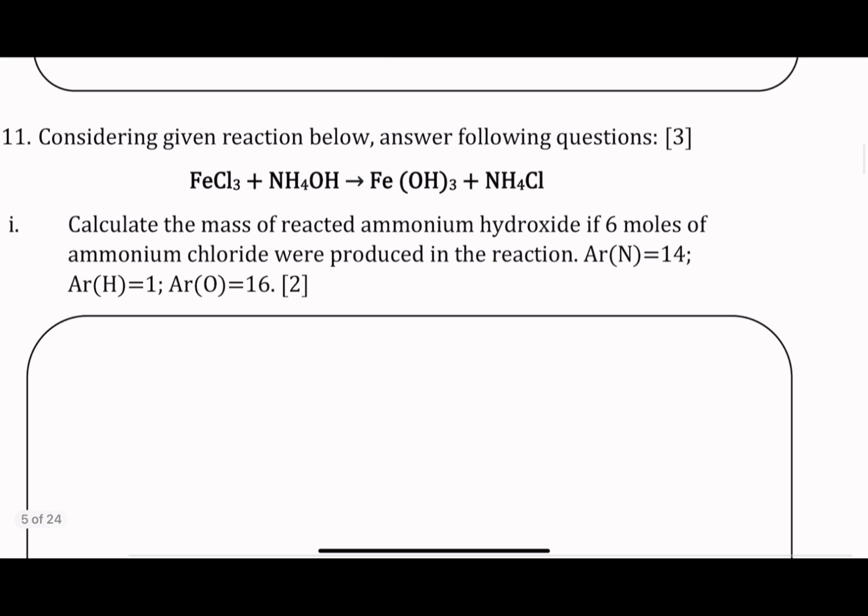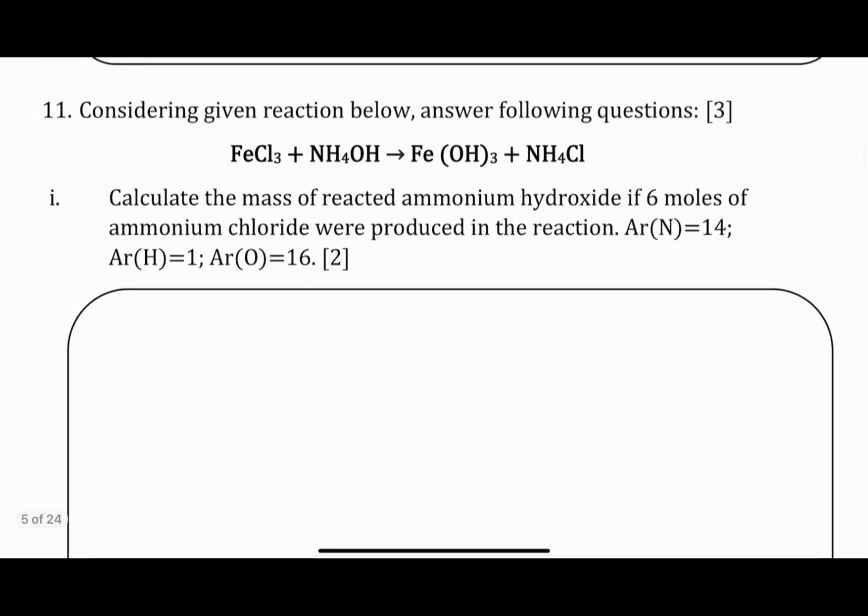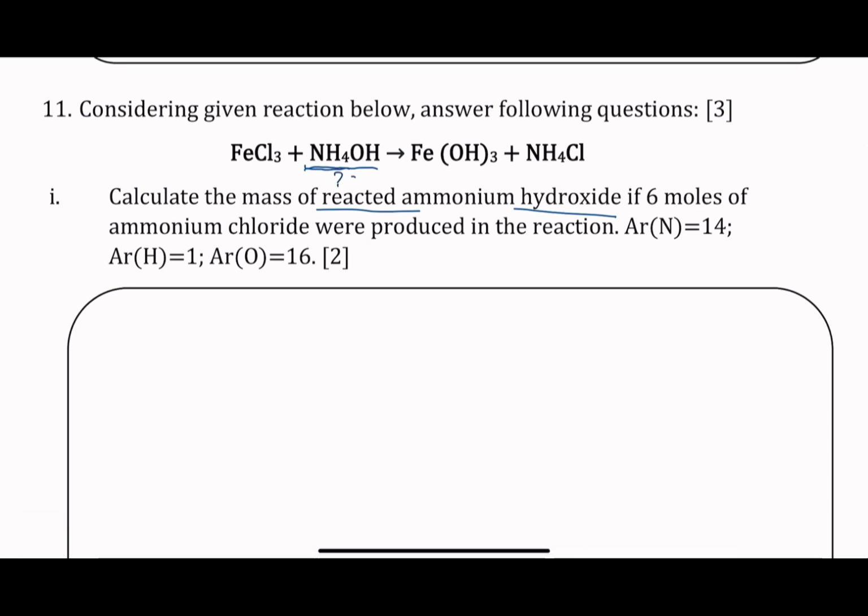Okay, and then now we're gonna go into question 11. Considering the given reaction below, answer the following questions. Calculate the mass of reacted ammonium hydroxide. So ammonium is, again, you need to know that it is NH4. So it is asking us the mass of this, so grams of this.